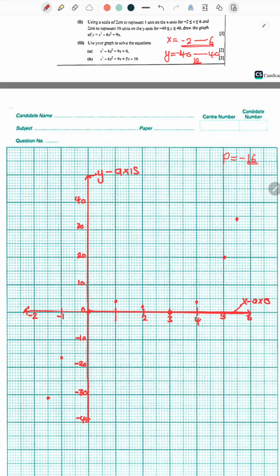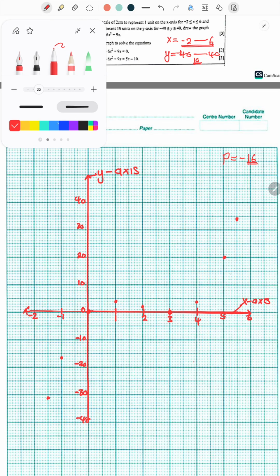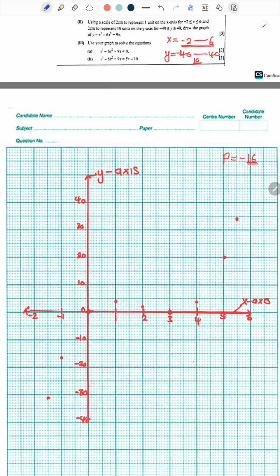Okay. Now I can change my color and simply be able to draw my graph. So of course, using a freehand, let's check what we're going to have. We're going to have something which is going to look like this, to pass like that, and then be able to come out like that, and then it will extend all the way upward.